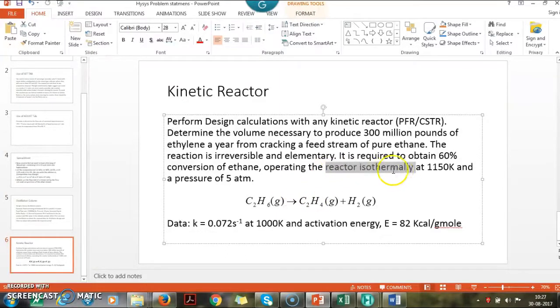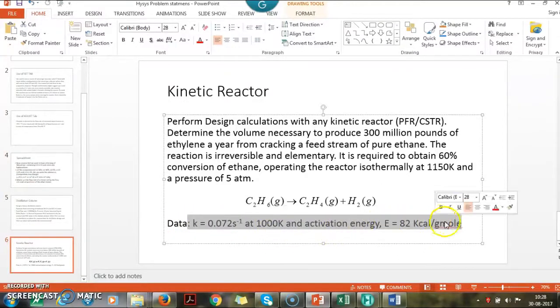The reactor should operate at 1150 Kelvin isothermally and the pressure should be 5 atmosphere. Additional data which is given is the value of the reaction rate constant K at 1000 Kelvin, and the activation energy is also given. We require K0, that is the frequency factor or pre-exponential factor, which is not given directly here. We need to calculate it using the Arrhenius law: K is equal to K0 exponential minus E by RT.